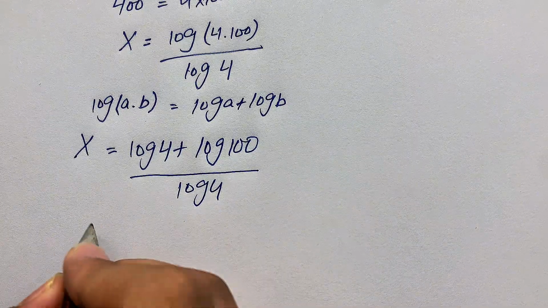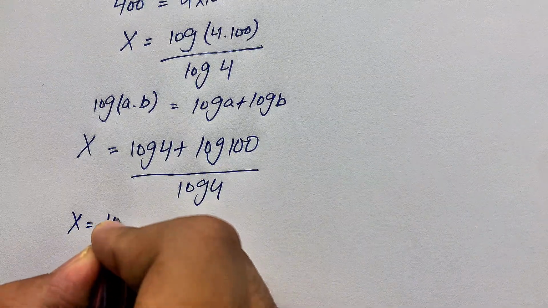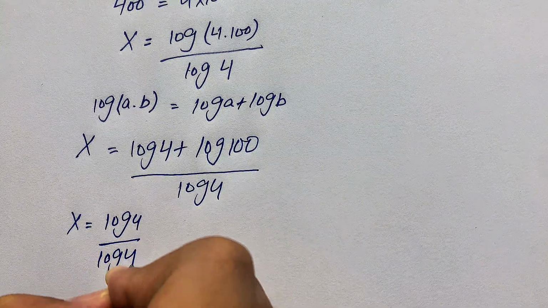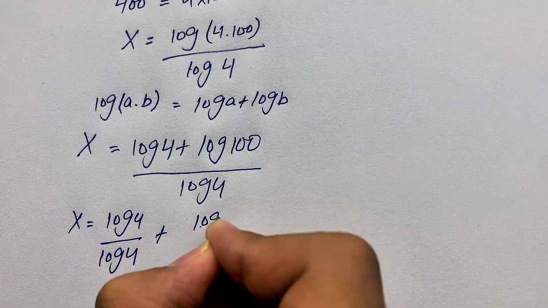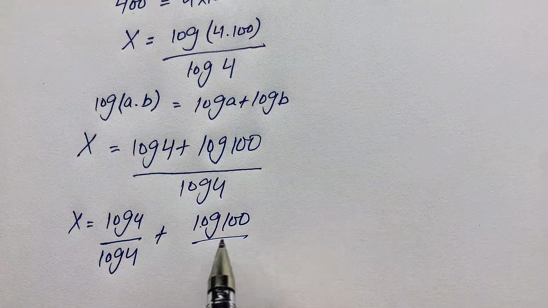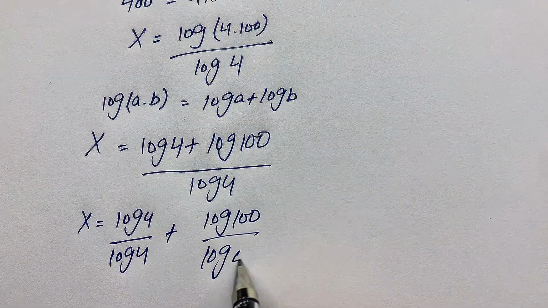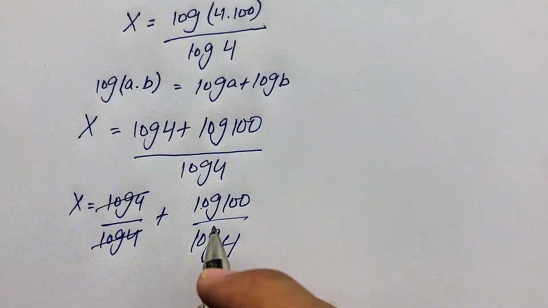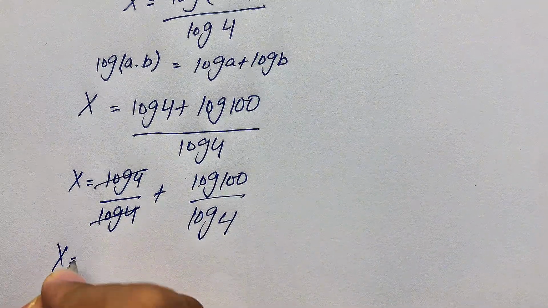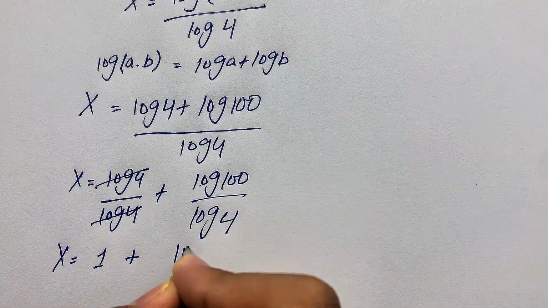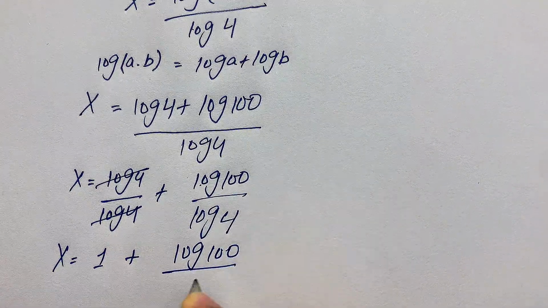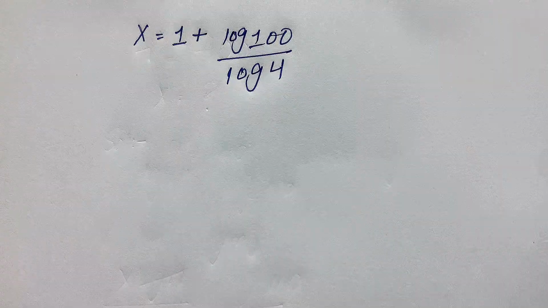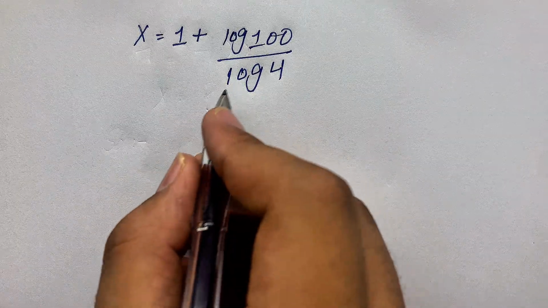Now we write separately: x is equal to log of 4 divided by log of 4 plus log of 100 divided by log of 4. This cancels with this and remains 1, so x is equal to 1 plus log of 100 divided by log of 4.